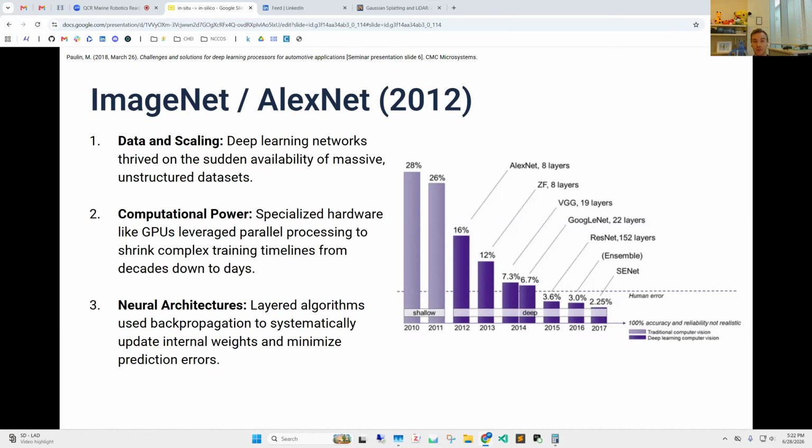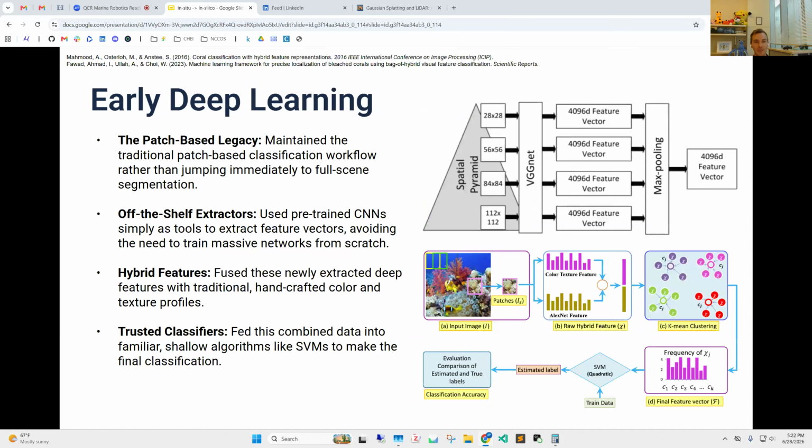access to powerful general purpose GPUs, so NVIDIA. I think if you had bought the stock in 2012, they had a percent increase of like 560,000. So that would have been great. And then deeper neural architectures. So these three things helped drive this next wave of deep learning.